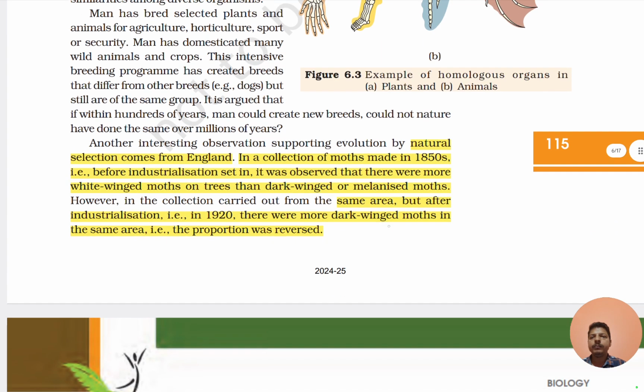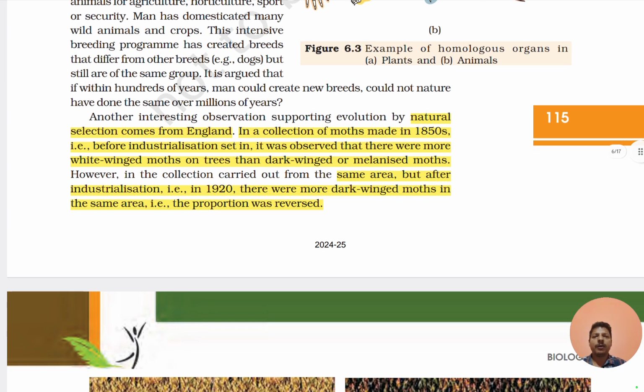Then, another interesting observation supporting evolution by natural selection comes from England. In a collection of moths made in the 1850s, that is before industrialization set in, it was observed that there were more white-winged moths on trees than dark-winged or melanised moths. However, the same collection carried out in the same area after industrialization, that is 1920, showed more dark-winged moths in the same area, that is, the proportions were reversed.